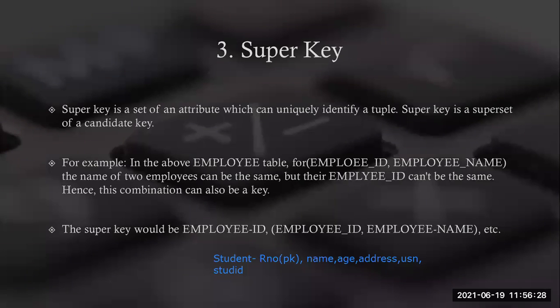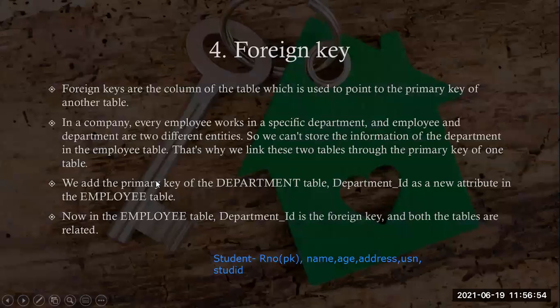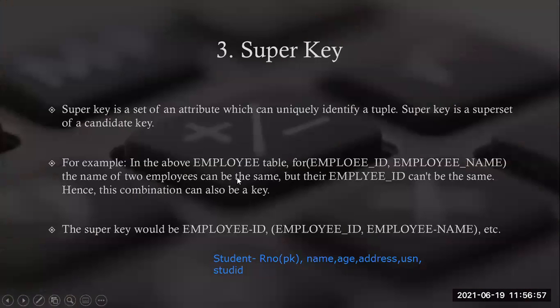I'll tell you. In the above example, the employee table, for employee ID, employee name, the name of two employees can be the same, right? I will take some other example. Aishwarya, I think there are many Aishwaryas in your class. Aishwarya 1 and Aishwarya 2. Employee ID, employee name. The name of two employees can be the same, but their employee ID can't be the same. Hence, this combination can also be a key.